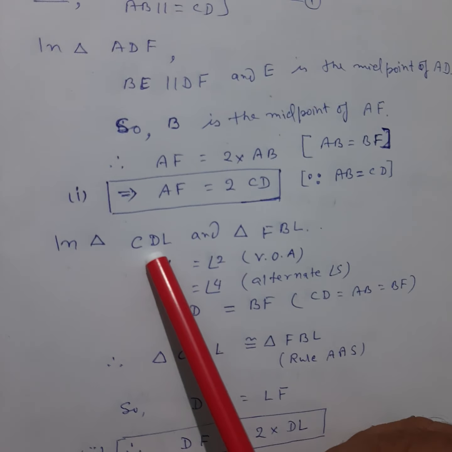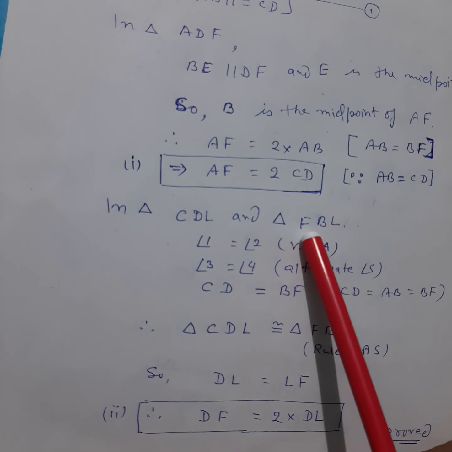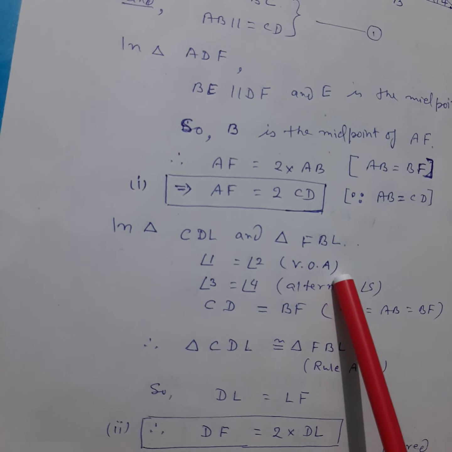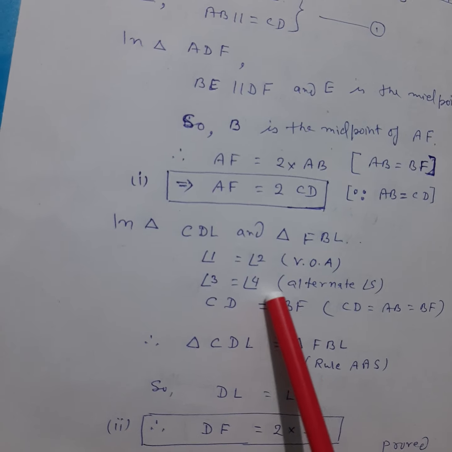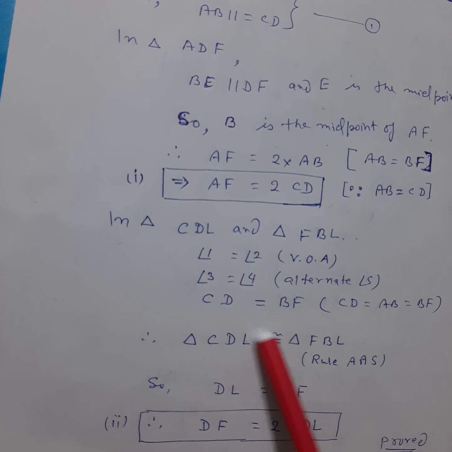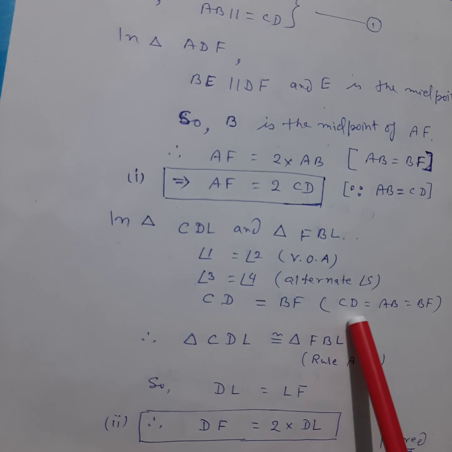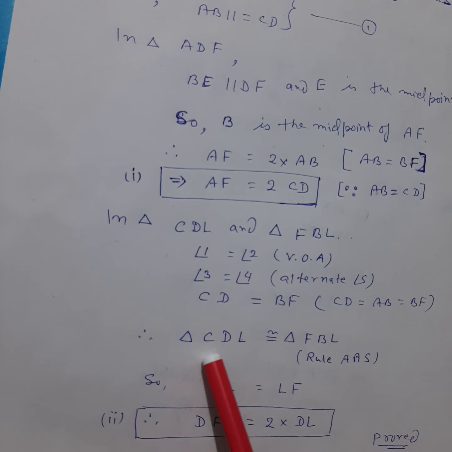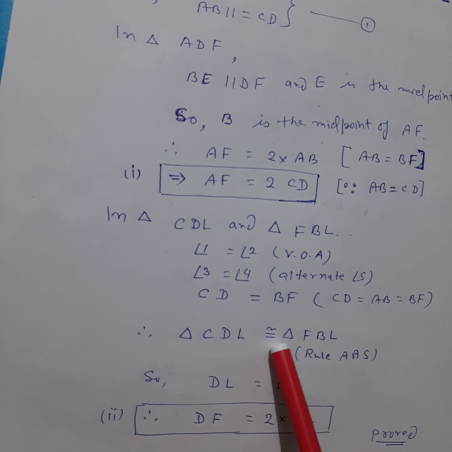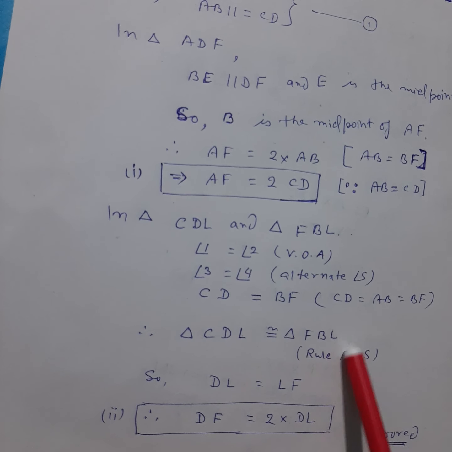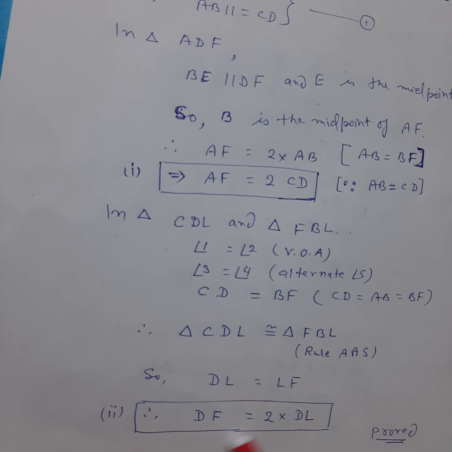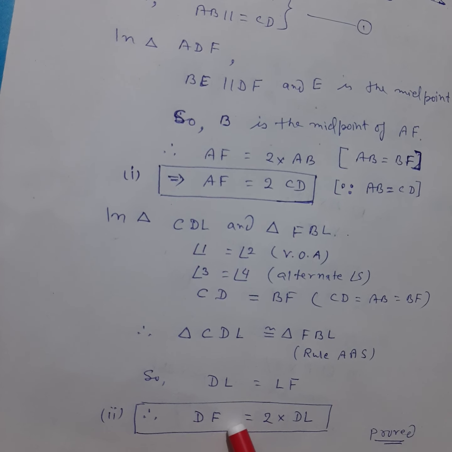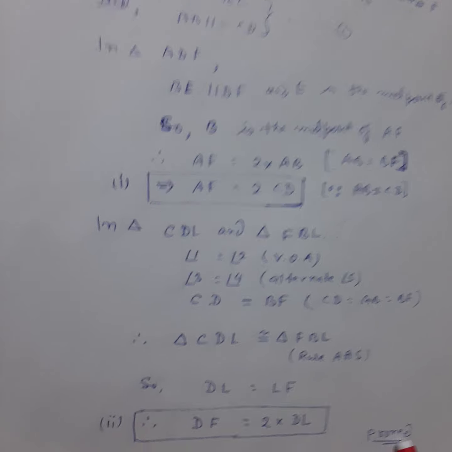Now in triangle CDL and triangle FBL, angle 1 equals angle 2, vertically opposite angles. Angle 3 equals angle 4, alternate angles. CD equals BF because CD equals AB and AB equals BF. Therefore, triangle CDL is congruent to triangle FBL using the AAS rule. So DL equals LF. Therefore, DF equals 2 into DL. Proved. Thanks.